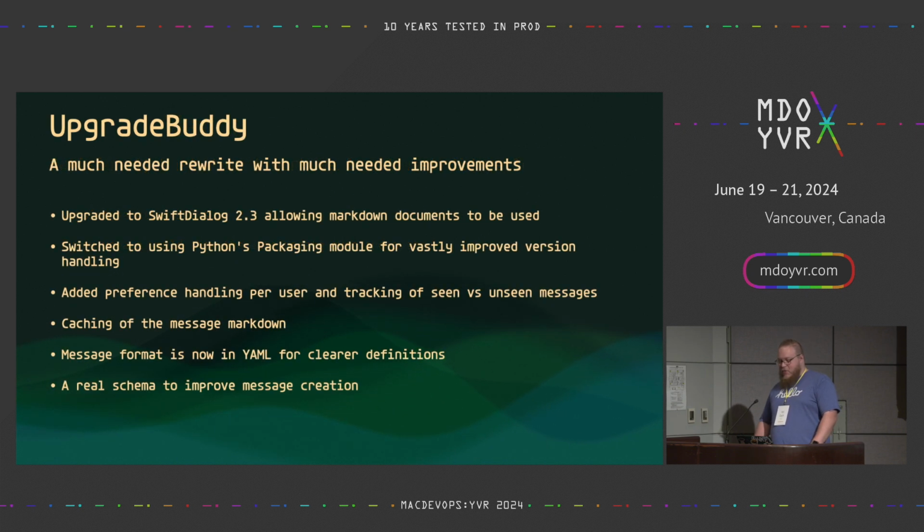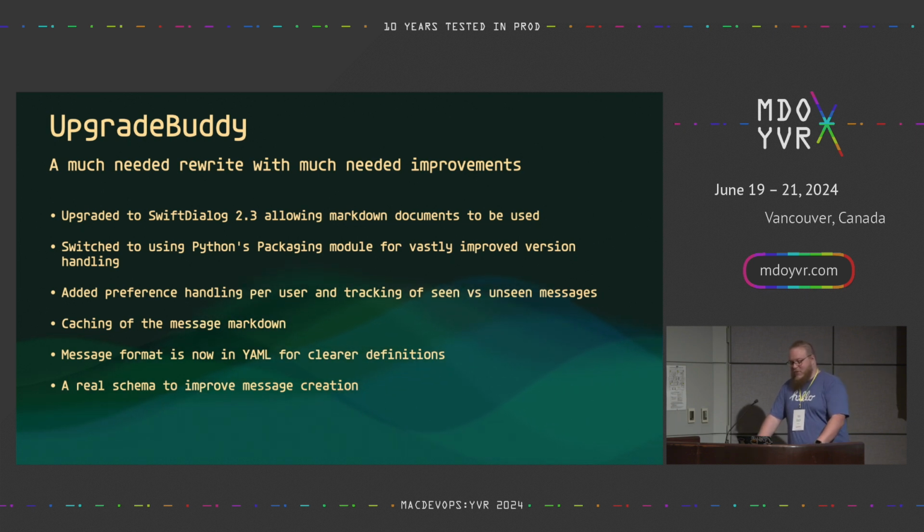So around the time Swift Dialog 2.3.0 came out, adding markdown support, thank you, Bart, we switched it over to using Python's packaging module for vastly improved version handling when we rewrote this. Why try and reinvent when you have a massive set of wheels already out there? They've been written by better people than myself, and it works better.